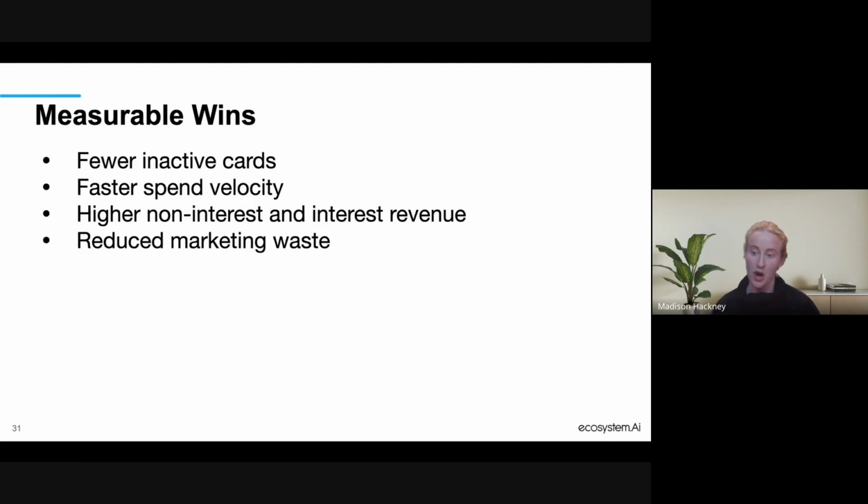Lastly, there's reduced marketing waste. When you adopt an approach that is behaviorally backed, so data backed, it is precise, accurate, and you are more likely to see a return on it. So that is everything there is to unpack about credit cards and how you can drive activation using spend personality.